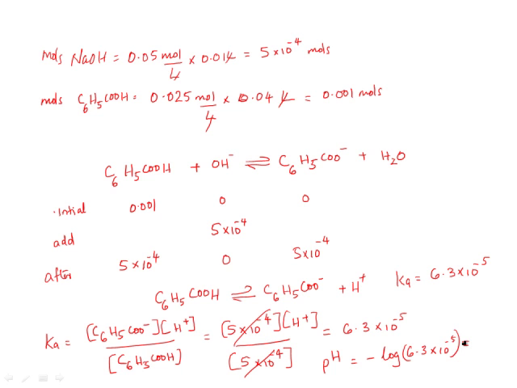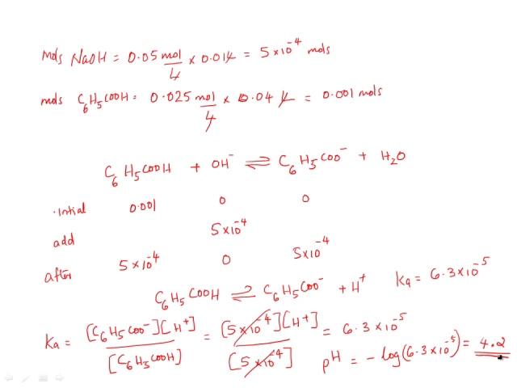Well, you checked. Why would I plug in the numbers too? So when you take the negative log of Ka, you will get 4.2. So the pH of that solution would be 4.2.